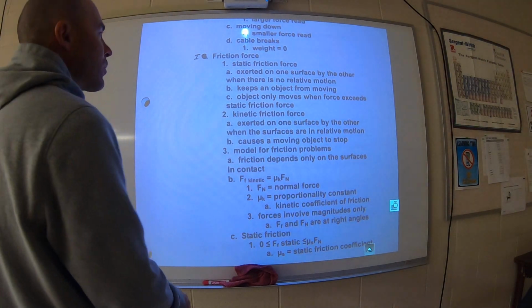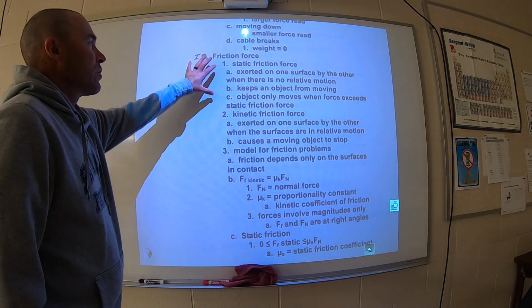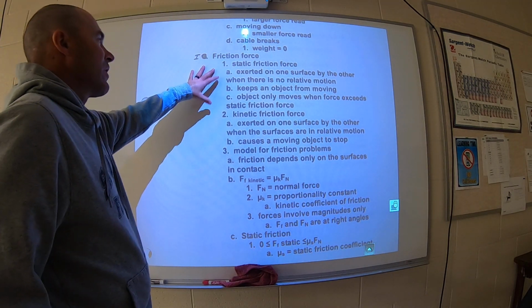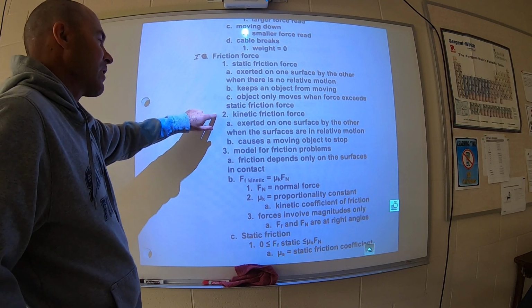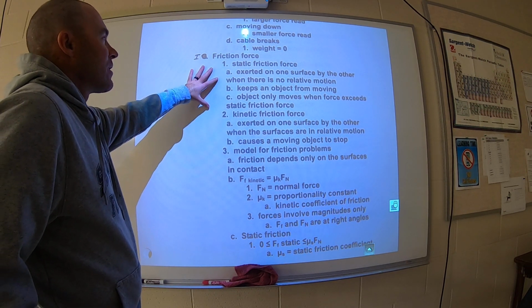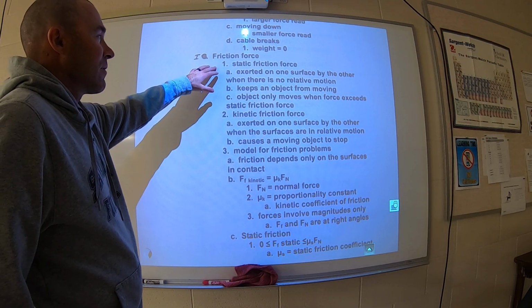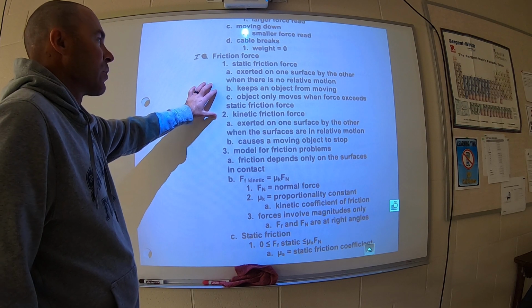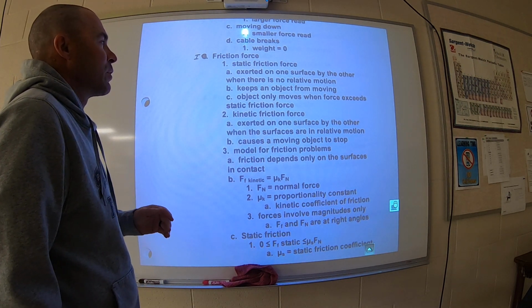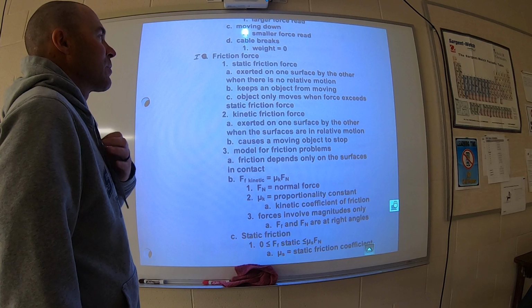Talk about friction force. We really have two different types of friction forces depending on if the object is moving or not. If it's not moving, it's a static friction force. If it is moving, it's a kinetic friction force. And static friction force is always greater than kinetic friction force. In other words, it takes more force to get an object moving than it does to keep an object moving.